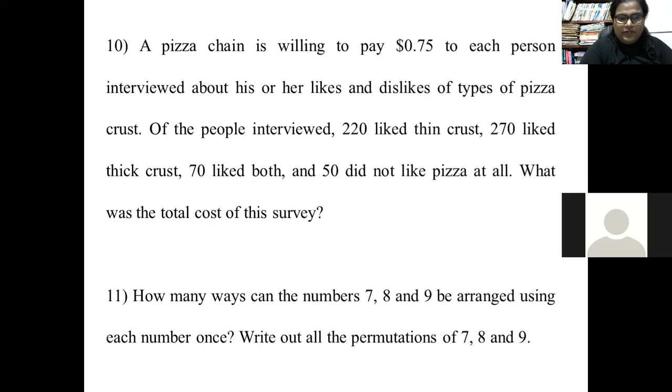Okay, then question number 11 is from combinations and permutations. Here the question is asking how many ways can the numbers 7, 8, and 9 be arranged using each number once, and it says to write out all the permutations of 7, 8, and 9. So I just recall your memory about permutations and combinations. I think in the lecture notes also, Madam used very interesting examples to describe the permutations and combinations.